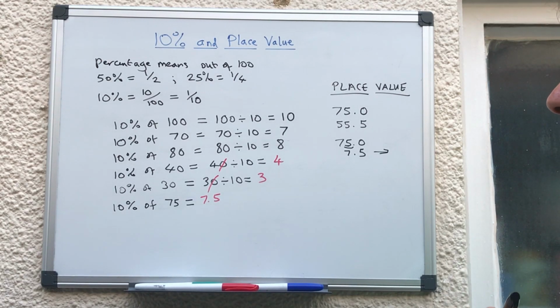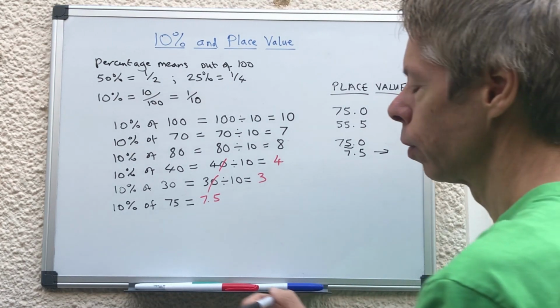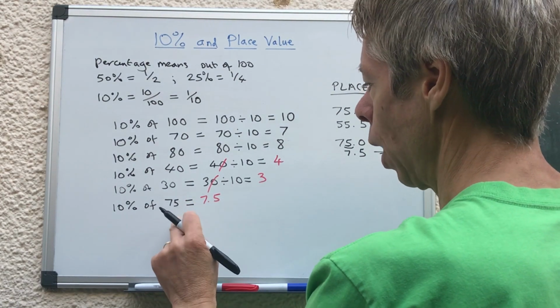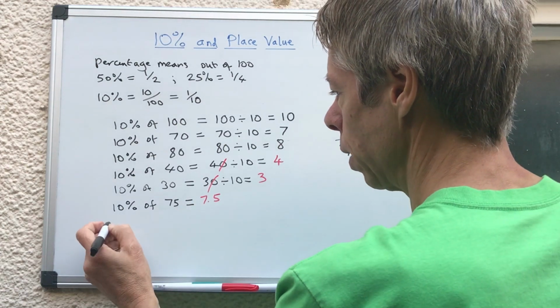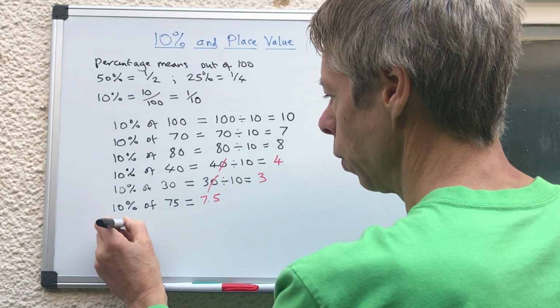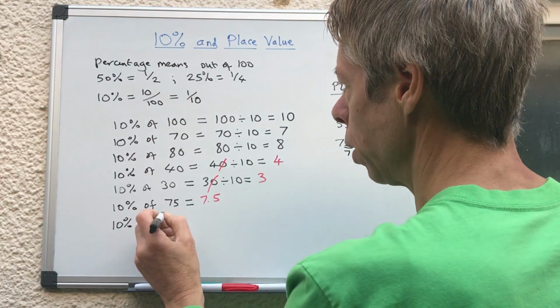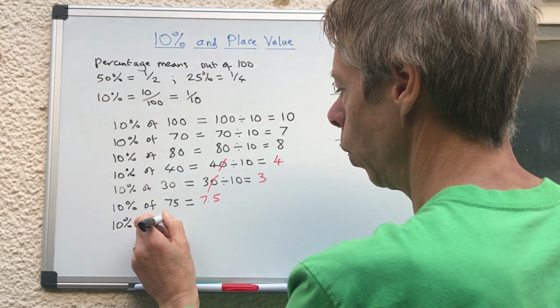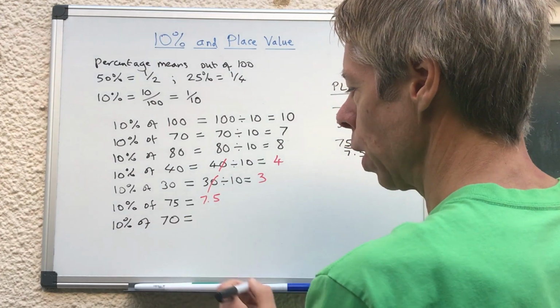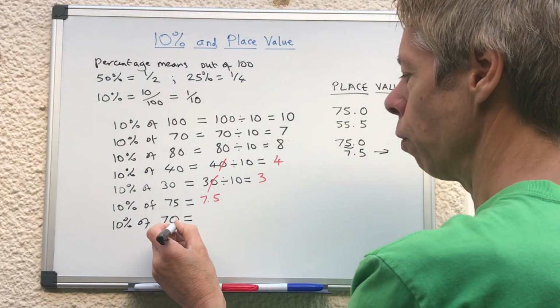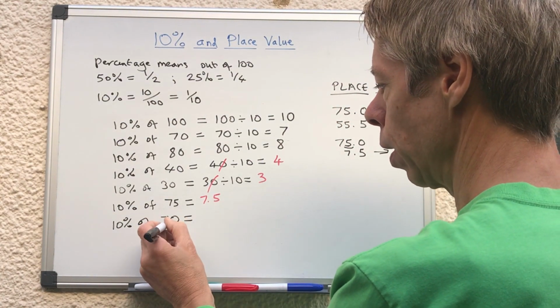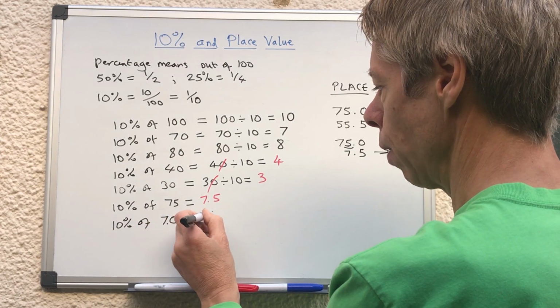Slight variant on that I'm going to do. If you want to work out 10% of a number which has got no decimal point, what you do is, and this works with, if we go back to 70, you put a decimal point in front of the final number, so 7.0, so in other words 7.